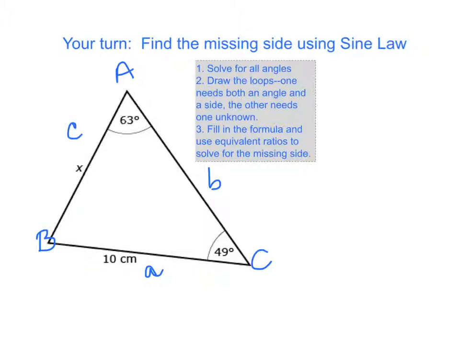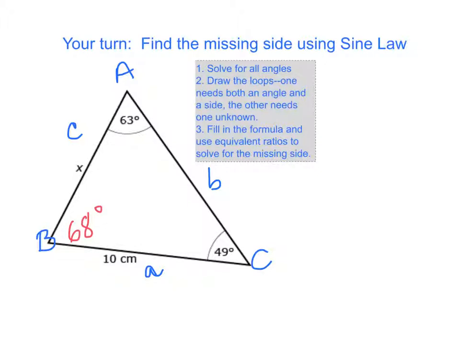So now what we want to do is check to see if all angles are solved. Oh, guess what? They're not. So let's go and solve for the missing angle first. If you did the math correctly, which I think I did, you'll find the missing angle is 68 degrees. Now it's time for us to look at figuring out how to use the formula. So that's the next stage.